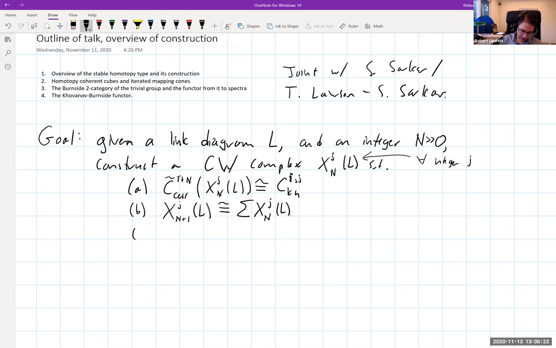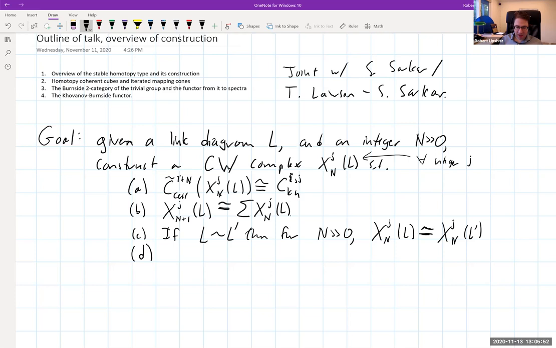C, if L is isotopic to L prime, then for sufficiently large N, X_N^j of L is homotopy equivalent to X_N^j of L prime. Probably this should be homotopy equivalent up to suspension. Okay. And D, these spaces X_N^j of L are what I'm going to call semi-natural.